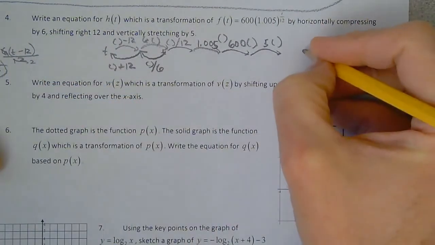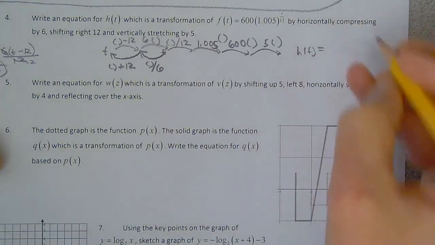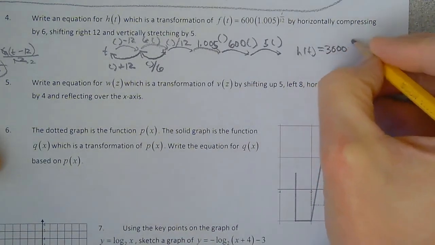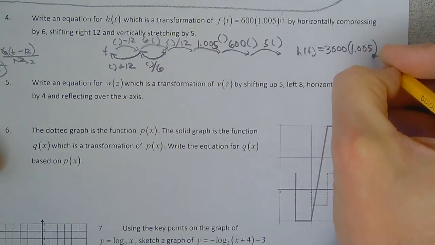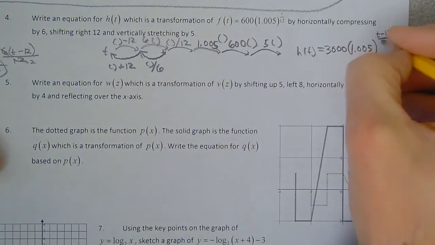And so it looks like my final answer for h of t is going to look something like, what did I say, 3,000 out in front times 1.005 raised to the t minus 12 over 2 power.